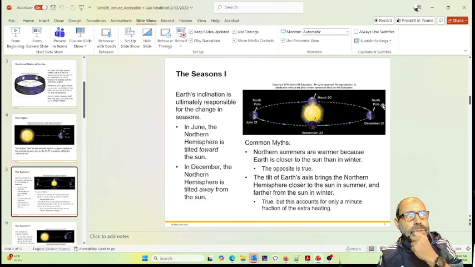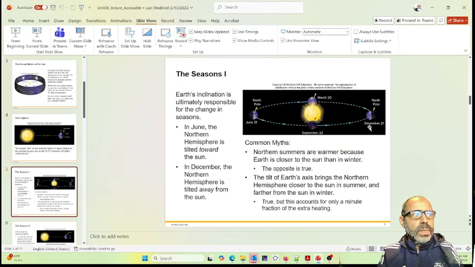Pointing in the opposite direction, in June it's pointing toward the sun. And it's the opposite for the southern hemisphere. The southern hemisphere in June is pointing away from the sun, and in December it's pointing towards the sun. So that's really the biggest clue into the seasons.